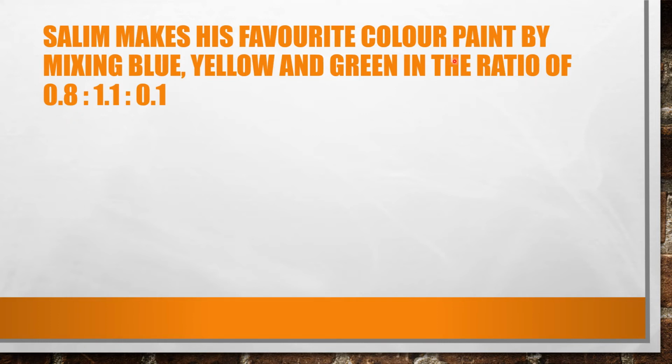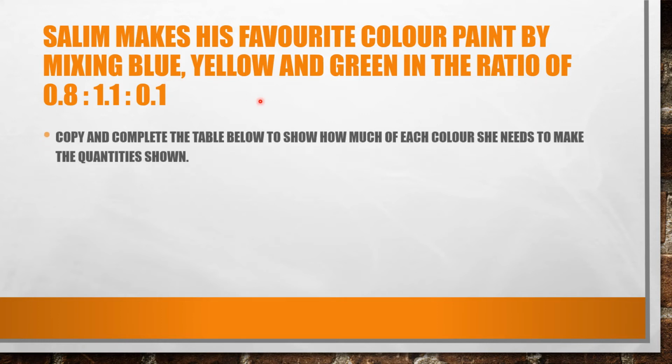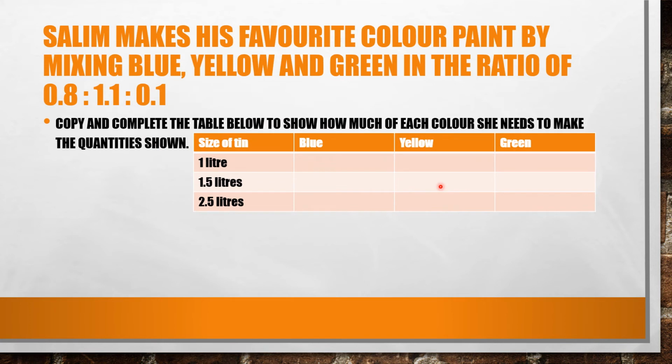Salim makes his favorite color paint by mixing blue, yellow, and green in the ratio of 0.8 to 1.1 to 0.1. Copy and complete the table below to show how much of each color he needs to make the quantities shown. So first we'll start by rewriting 0.8 to 1.1 to 0.1 as whole numbers rather than decimal numbers. And then we'll calculate the total number of parts. So it has 20 parts in total.